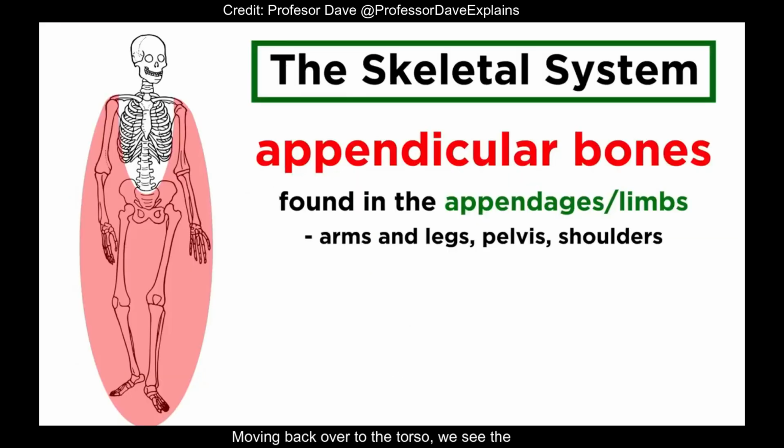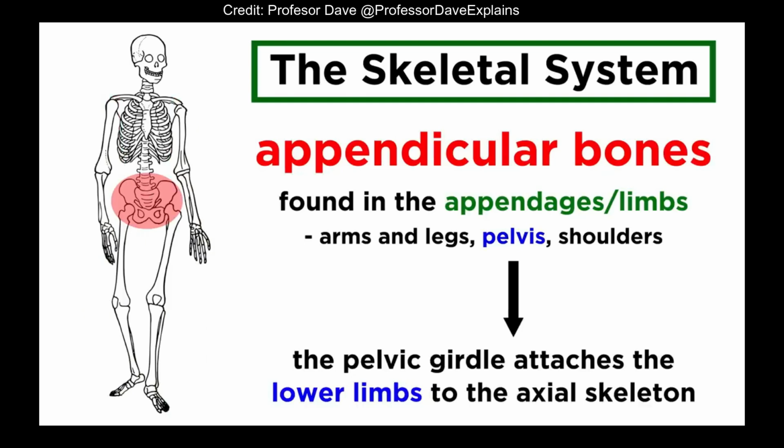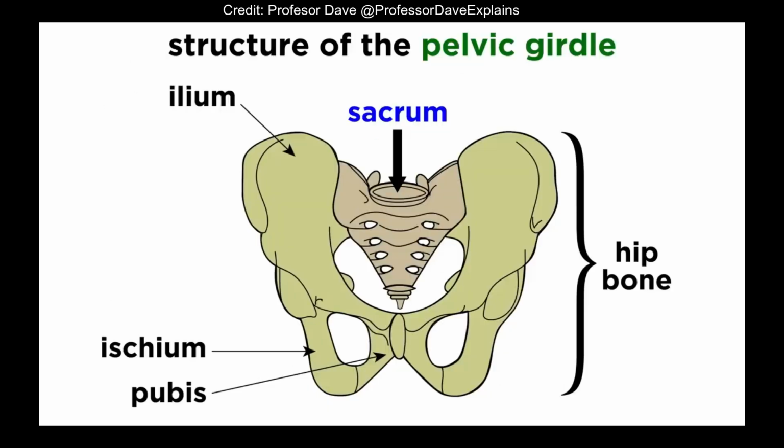Moving back over to the torso, we see the pelvic girdle. This attaches the lower limbs to the axial skeleton, just like the pectoral girdle did for the upper limbs, although this one has far less mobility and far more stability than the other. This girdle starts at the sacrum we described earlier and continues with 2 hip bones. These are made of 3 separate bones at birth, which fuse to become one by adulthood, but we still describe the regions of the hip bone as being the ilium, ischium, and pubis.